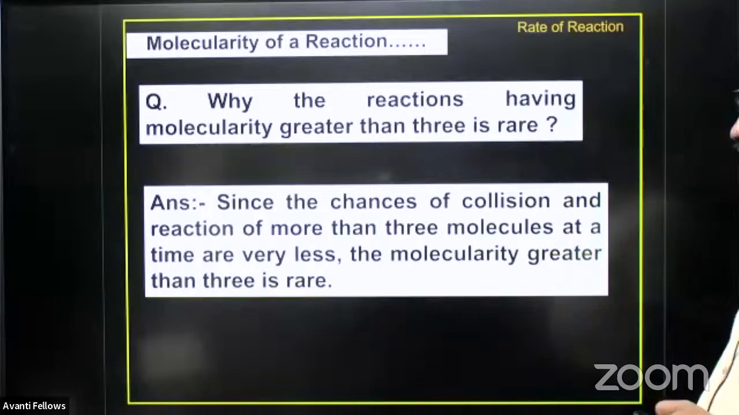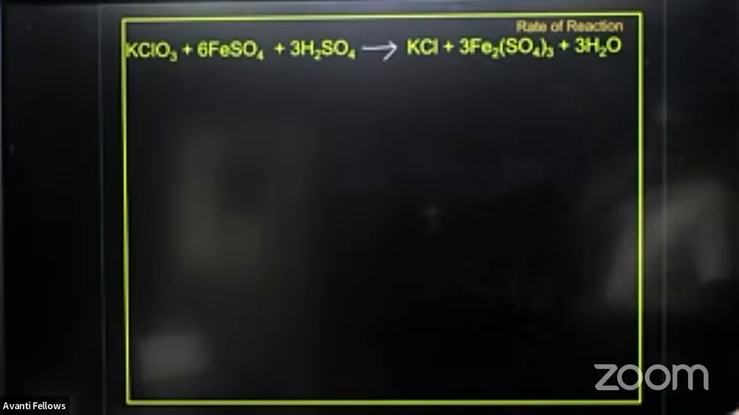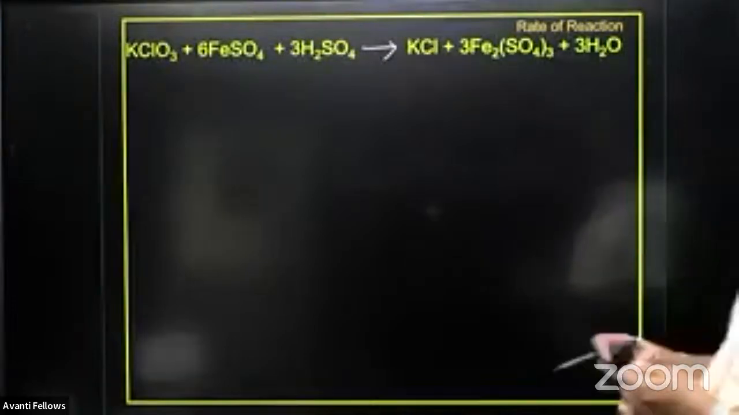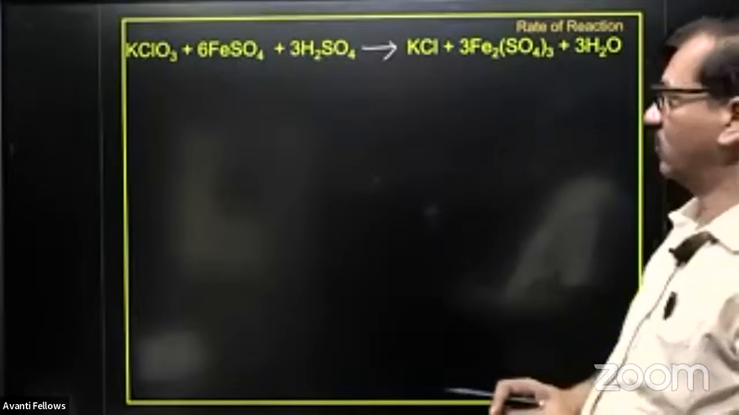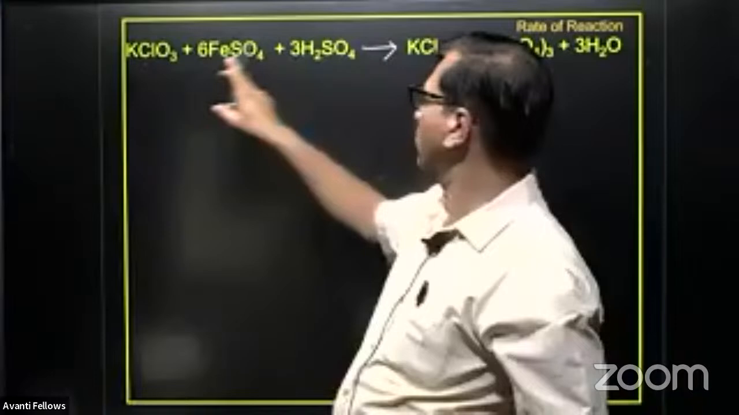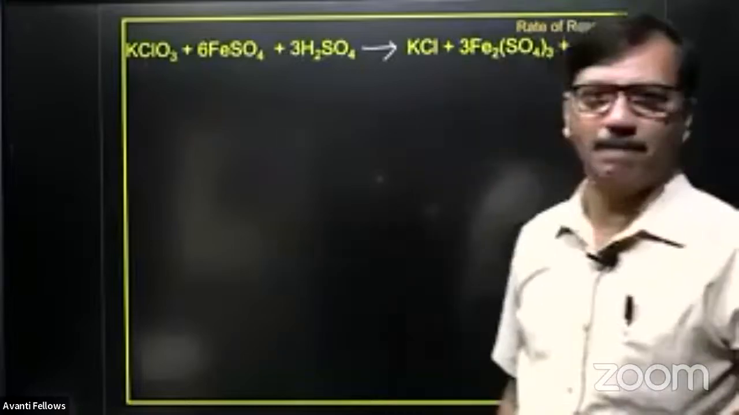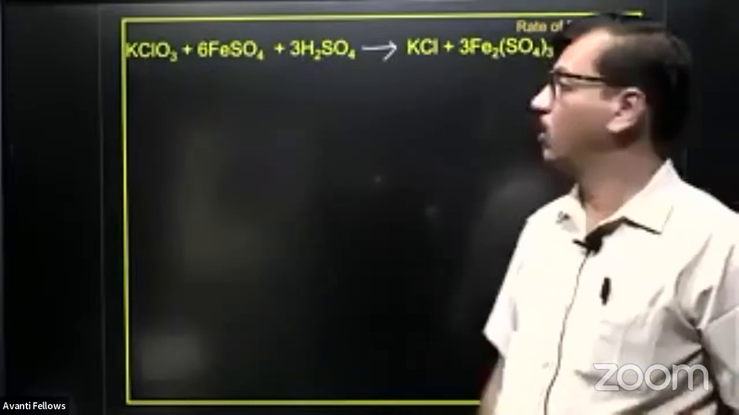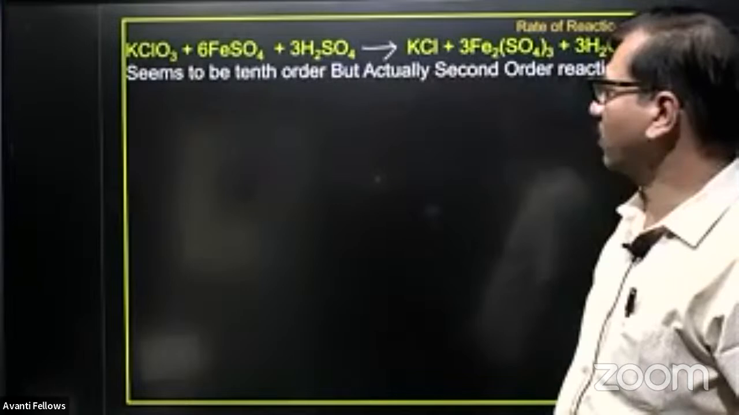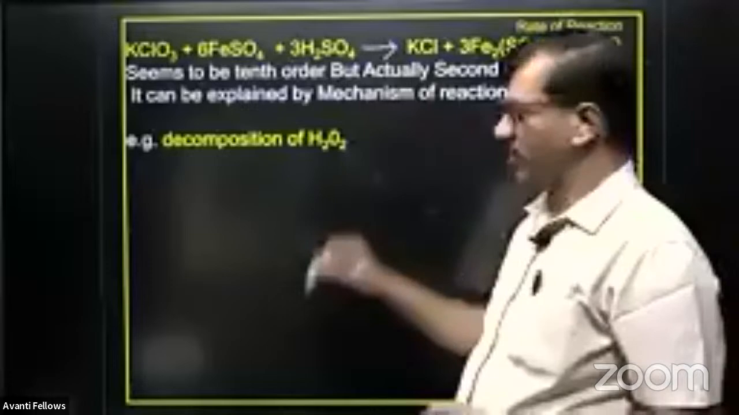Consider the reaction in the presence of FeSO4 and H2SO4, KClO3 and ferrous sulfate giving KCl, ferric sulfate and H2O, right? In this reaction, how many reacting species are there? 1 plus 6 plus 3, that is 10. So 10 reacting species are there. Actually, it is a second order reaction, and it can be explained by the mechanism of the reaction.